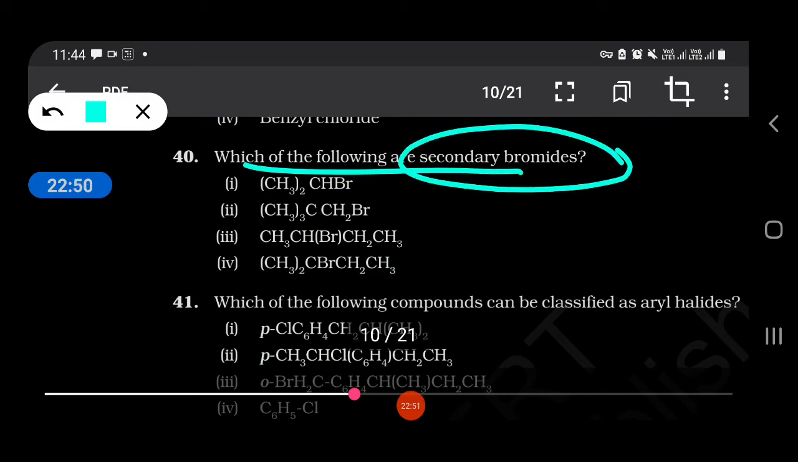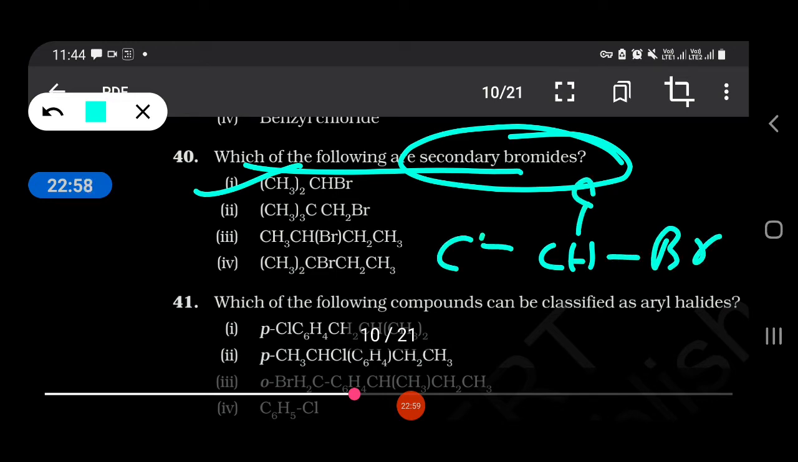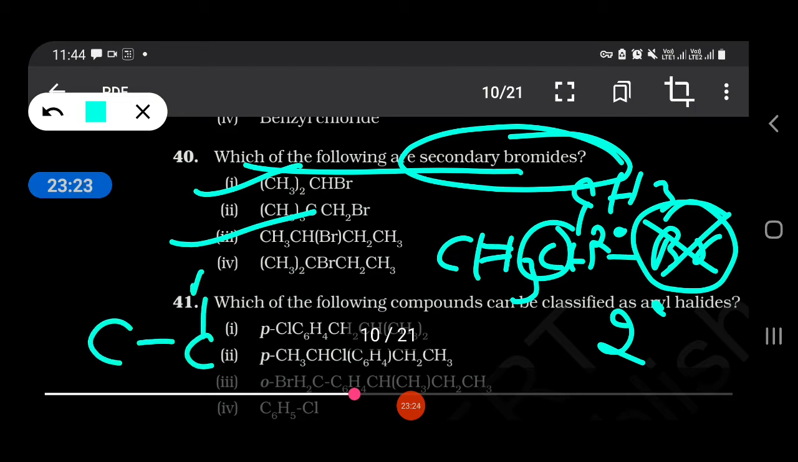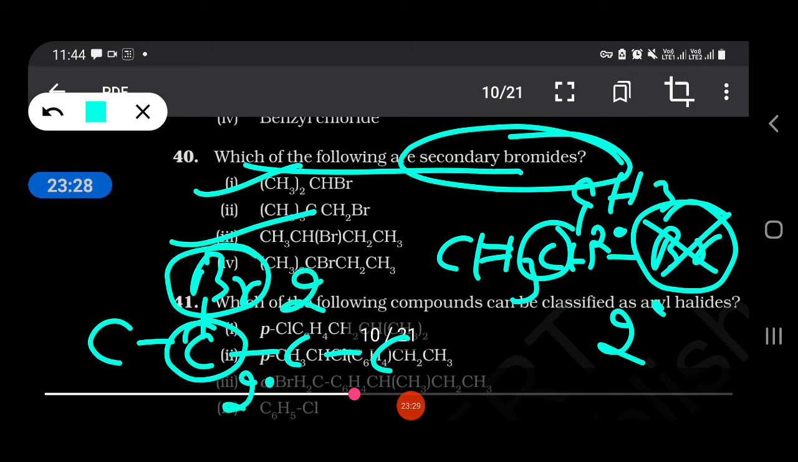Which of the following are secondary bromides? CHBr and CC, CH3CH3. So here you can say, when I remove this one, then it will become 2 degree. The halogen which is attached directly to the carbon, its configuration is transferred to that of the halogen. So if the carbon is 2 degree, then the bromide will also be 2 degree. And in this one you can see C, C, Br, C and C. So this carbon is 2 degree, so this bromide will also be 2 degree.